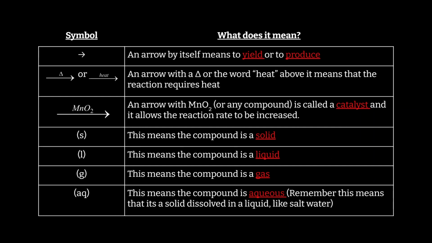If we have an S after a compound, that means that the compound is going to be a solid. If the compound is followed by an L, this means that the compound is a liquid. If the compound is followed with a G, that means that the compound is a gas. And if the compound is followed with an AQ, that means that the compound is going to be aqueous. Keeping in mind that AQ, meaning aqueous, means that it is a solid dissolved in a liquid, very similar to the idea of salt water.